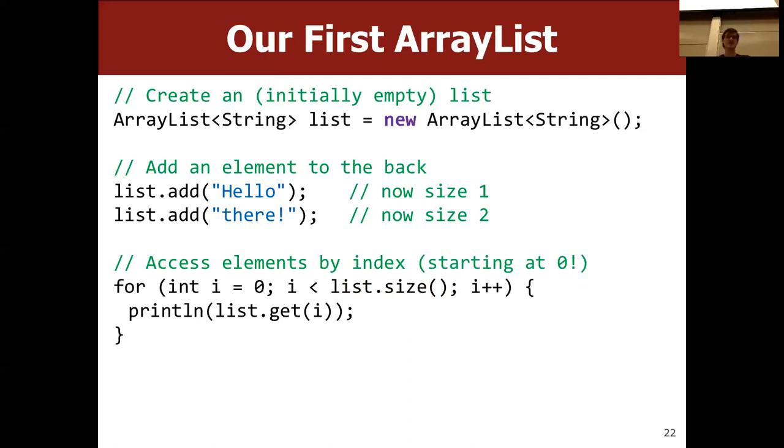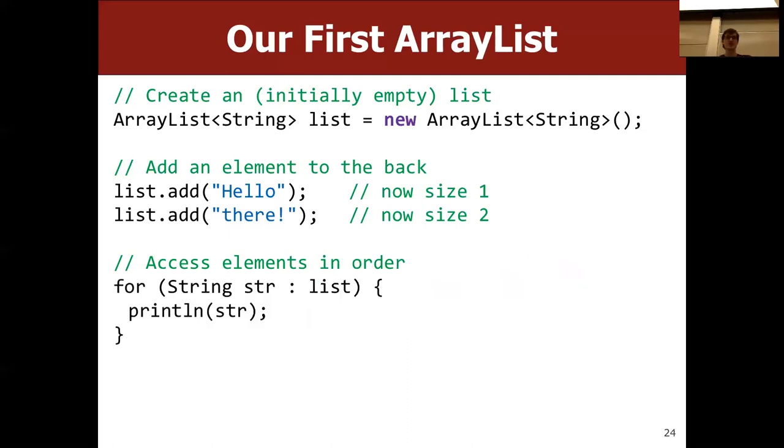There's also this cool nifty syntax you can use called a for each loop, where if you just want to iterate over all the items in an array and you don't really need to use I in your loop, you can use this syntax. You say for string str in list. That's how you read it, for string str in list, print str. What this will do is make str equal to every element in list one after the other, and you can do whatever you want with each element inside that for loop.